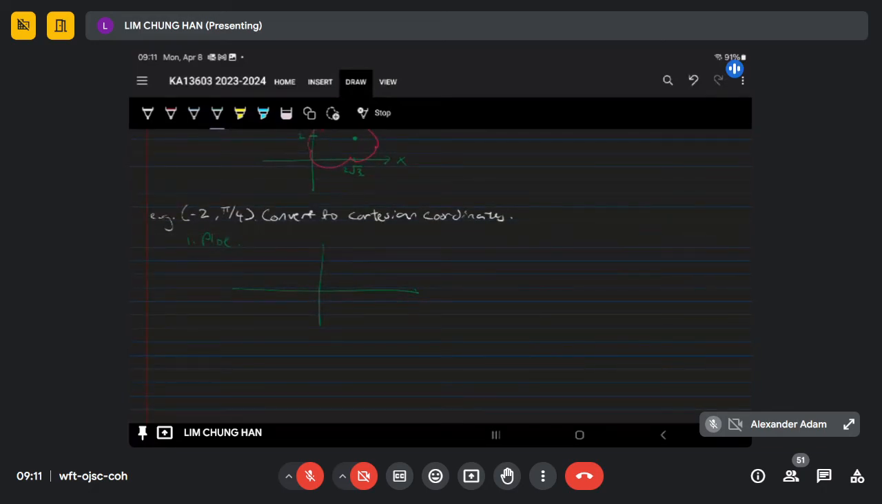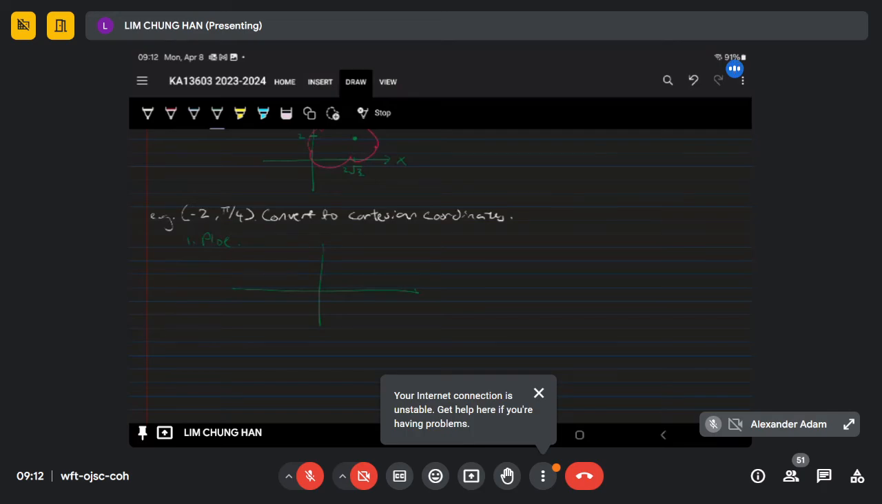When you're plotting it, what did you get? Is it in the first quadrant, second quadrant, third, or fourth quadrant? Third quadrant. Okay, good. So that's correct.